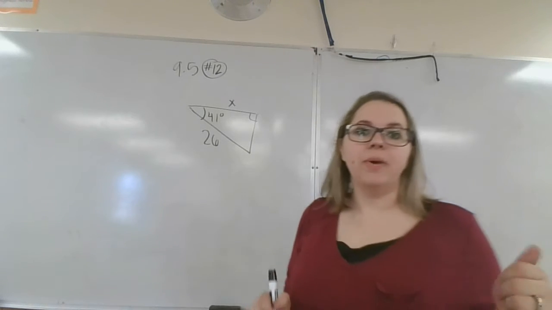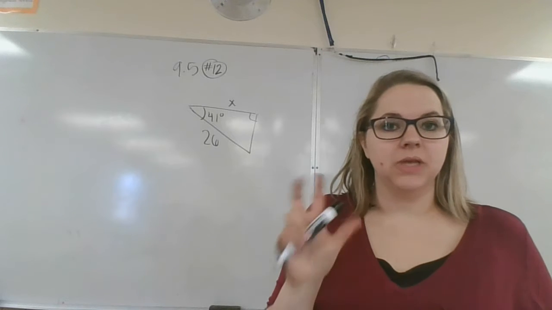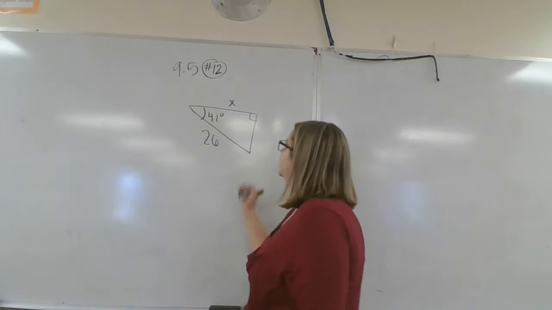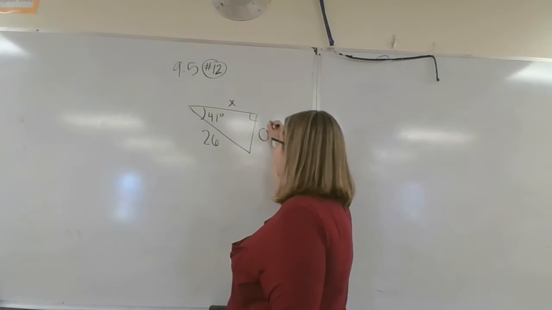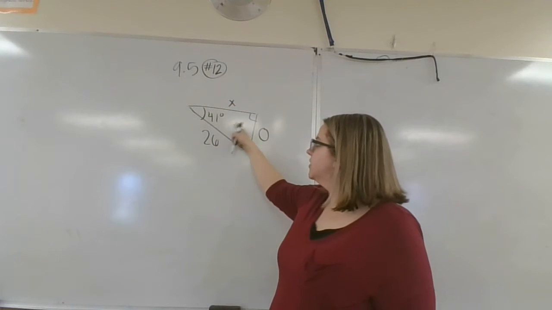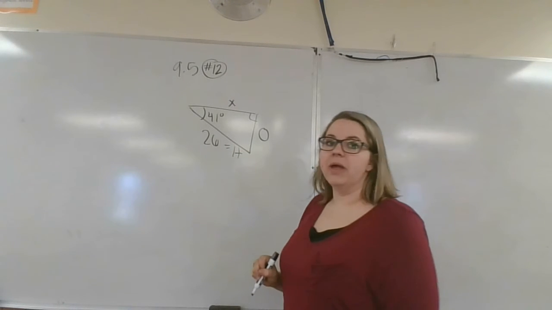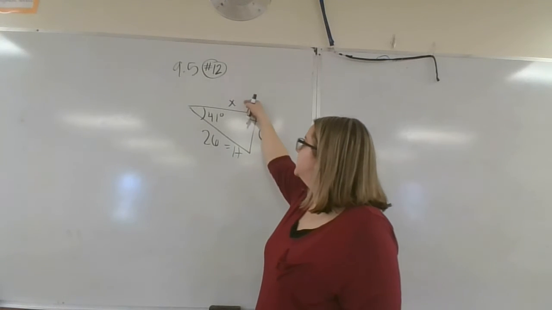So first thing, always label the sides of your triangle. We need to find opposite, hypotenuse, and adjacent. So that's what I'm going to do. So my opposite side is this guy over here. That's opposite of my angle. My hypotenuse is always across from my 90 degrees. So here's my hypotenuse. And then my adjacent side is here with x.